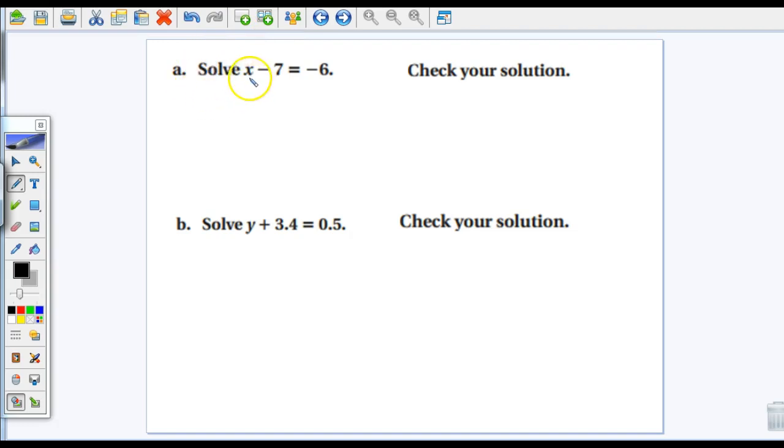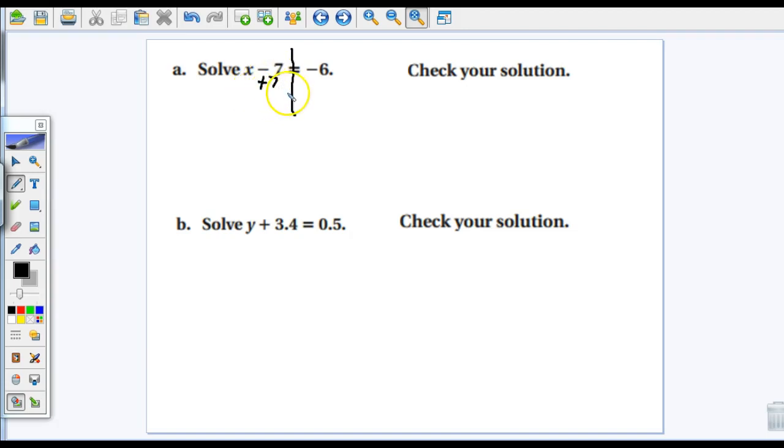So here our first problem says x minus 7 equals negative 6. So I'm going to go ahead and draw my line down. Oh, that's a terrible line. I don't draw very well on this board, so I drew my line down there. And I'm going to look at this problem. It says x minus 7 is equal to negative 6. Now remember, I said we're going to add the opposite. So the inverse operation of negative 7 is going to be a positive 7.